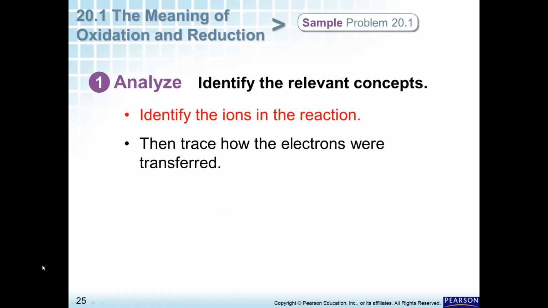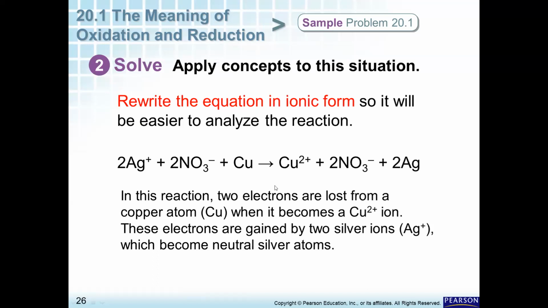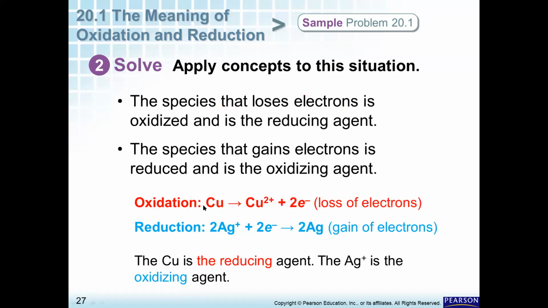Okay, so identify the ions. That's what we do, as we did here. Just write it in the ionic form, and then you will understand that in the reaction 2 electrons are lost from the copper when it becomes copper 2 plus, and the same 2 electrons are used in the reduction. So we can write these 2 half reactions: copper goes to copper 2 plus, plus 2 electrons. That's why it is oxidation, and reduction is the gaining of electrons by the silver to form the silver metal, and that's why we can call the copper the reducing agent and silver the oxidizing agent.